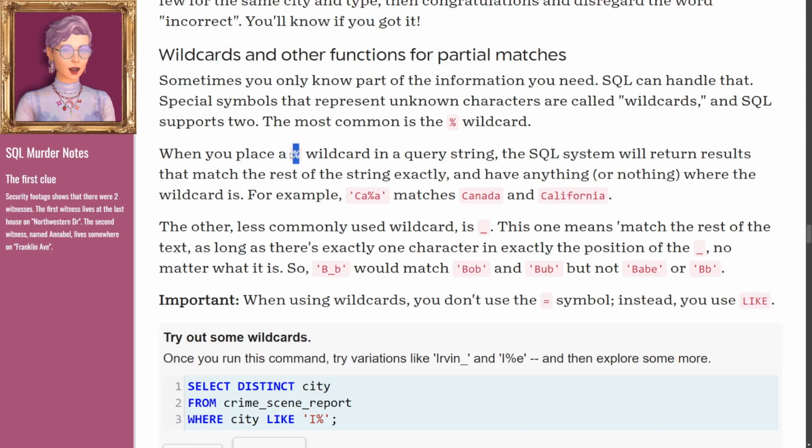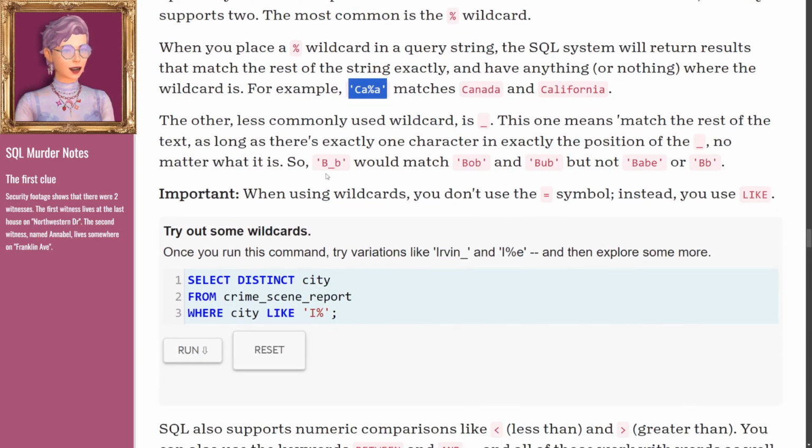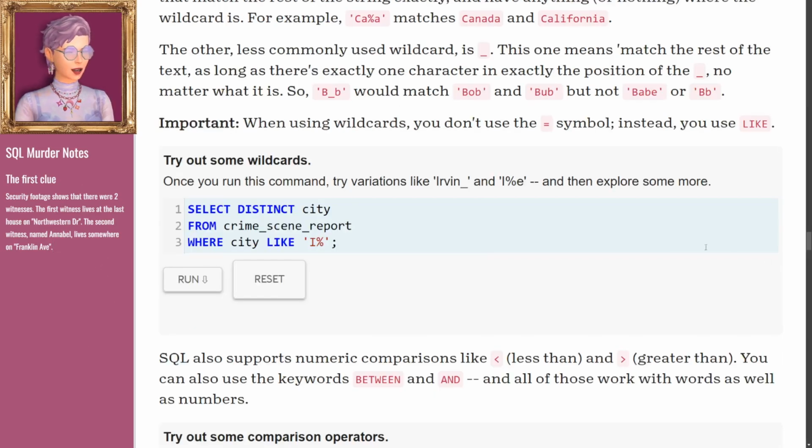Okay, so it's talking about wildcards. So if we know part of it, but not all of it, okay. For example, that matches Canada and California. And then the underscore is similar, except it has to be only one character. That makes sense. I feel like I should have another document keeping track of all of these SQL shortcuts, but we'll see if I can just keep up.